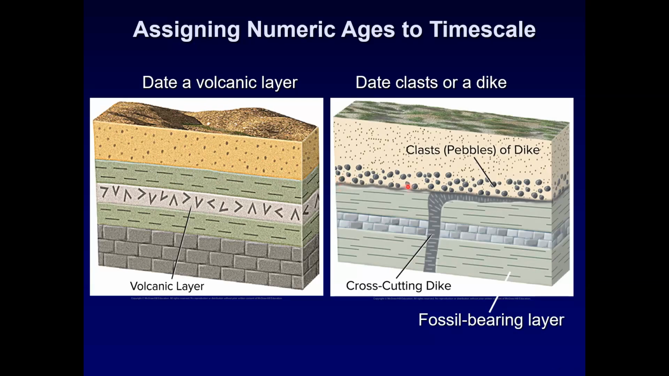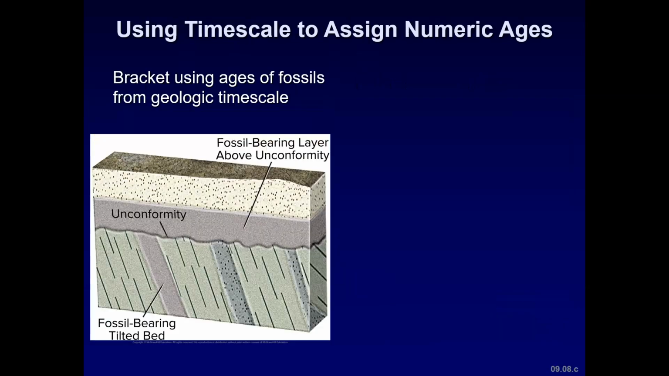You could also date clasts or pebbles that broke off from a volcanic, or igneous, I should say, dike. And remember that a fossil-bearing layer that is cross-cut by a dike must be older than that dike. If you obtain numeric ages for the dike cutting the fossil-bearing bed, you can constrain its age. Okay. So furthermore, using the time scale to assign numeric ages, fossils can be assigned to a time period, and then the age for that period provides an estimate for the age of the fossil-bearing layer.